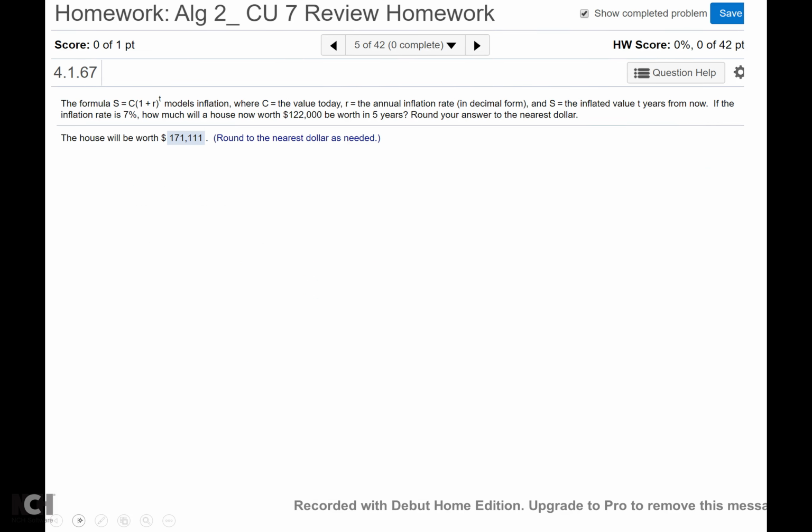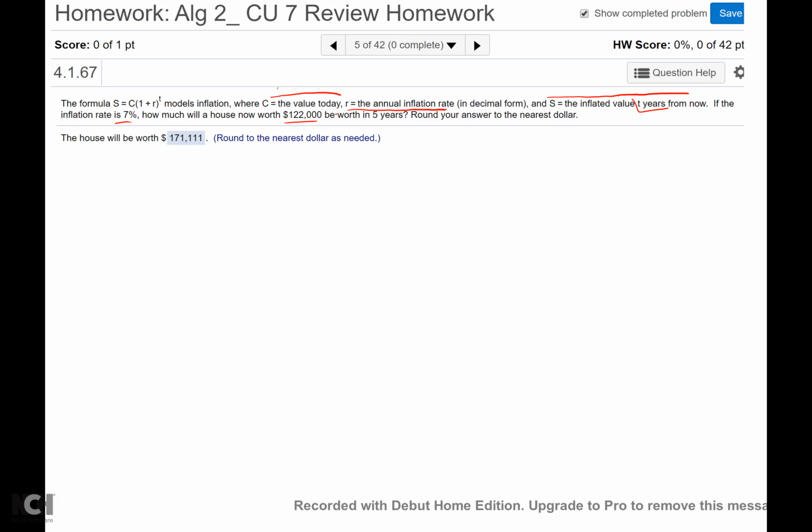Alright. The formula S equals C times 1 plus R to the T models inflation, where C is the value today, R is the annual inflation rate, S is the inflated value T years from now, and T is time. If the inflation rate is 7%, how much will a house now worth $122,000 be worth in 5 years? Round your answer to the nearest dollar.